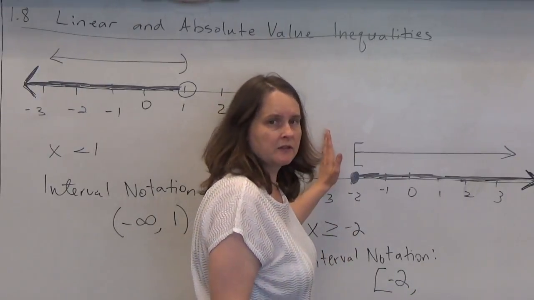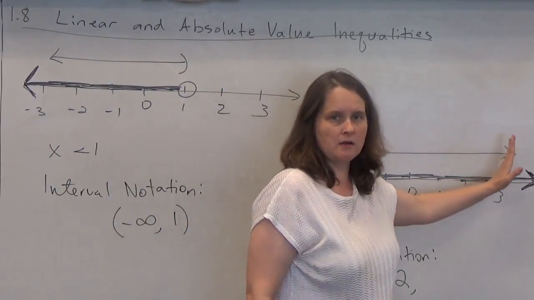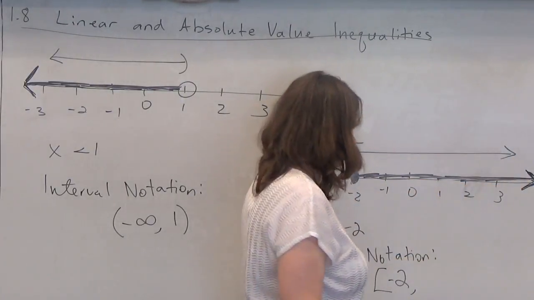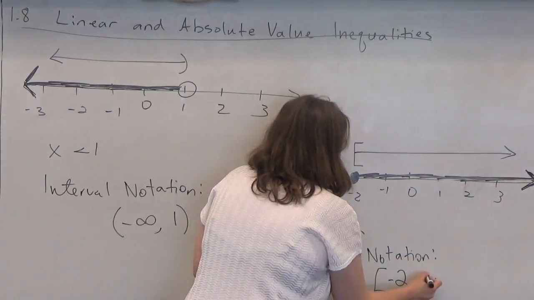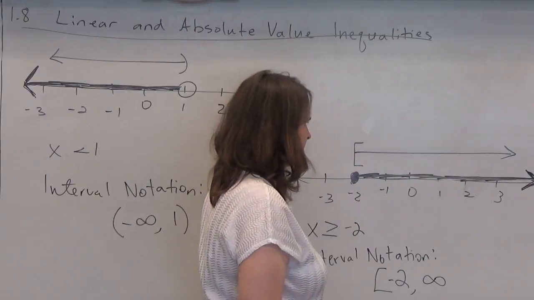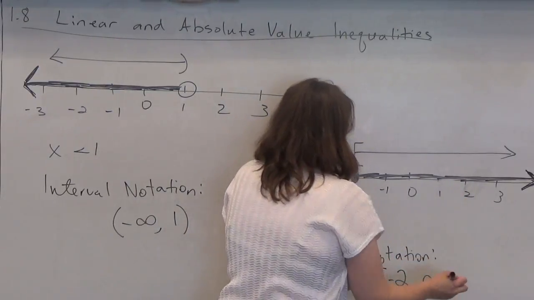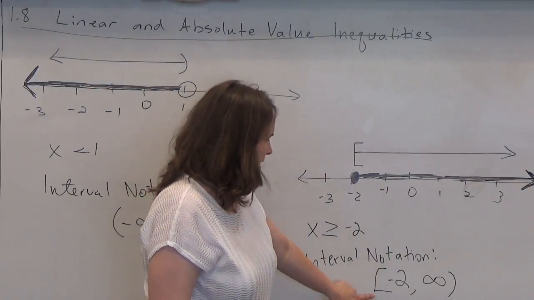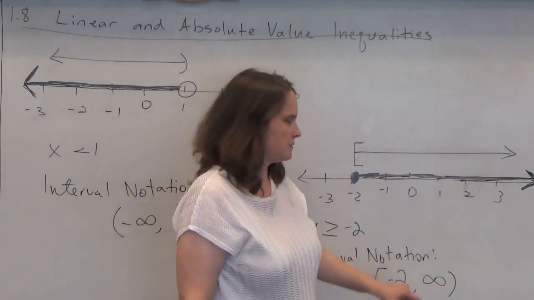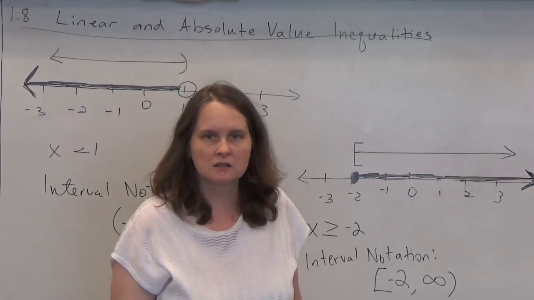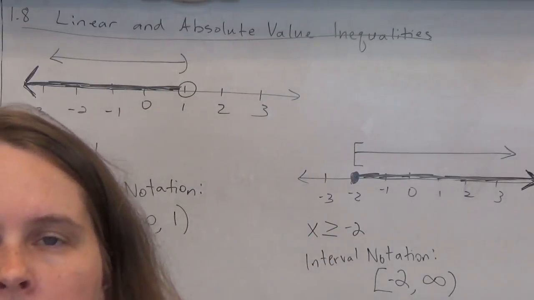How far does the graph continue? Well, it continues all the way out to positive infinity. And this is the infinity symbol, like a sideways 8. And then infinity always has the round parentheses with it. So my interval notation is square bracket, -2, comma, positive infinity. And I hope you can see. Can you see that? Yep, you can see that.